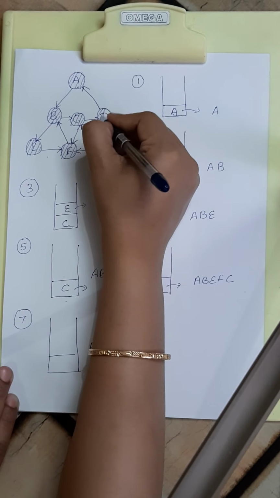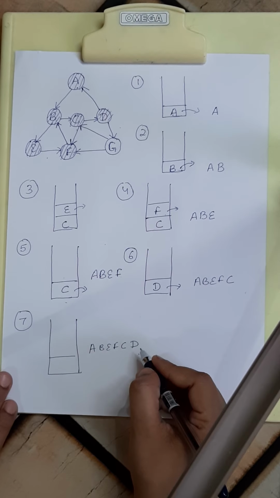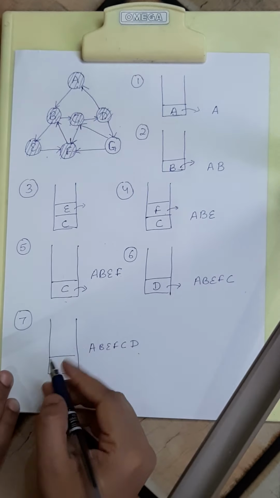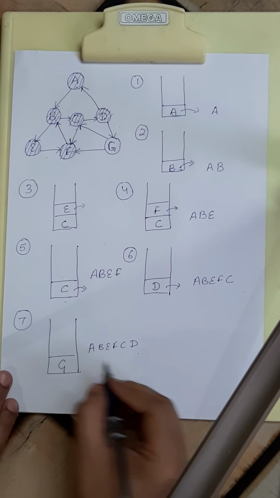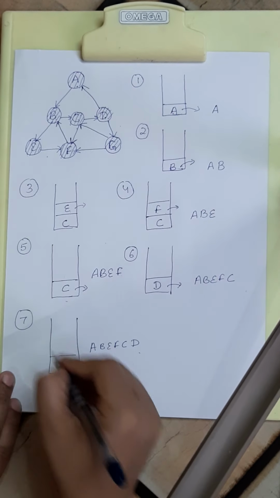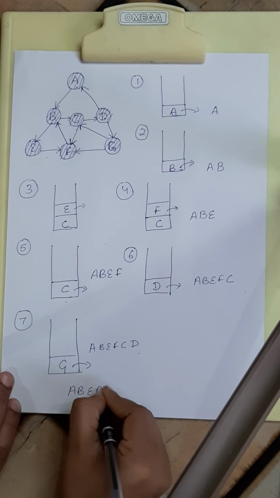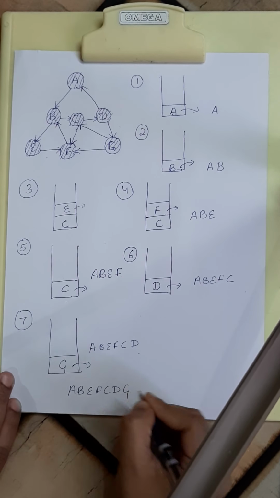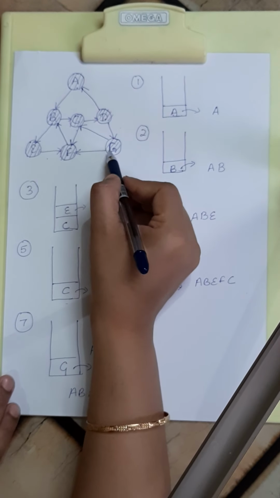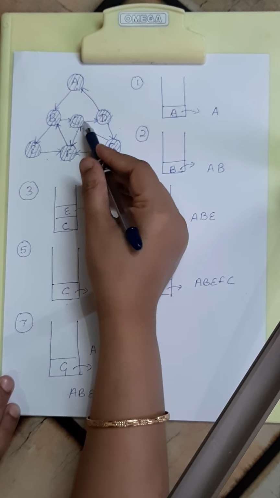So D is visited and printed. And we'll check for the neighbor of D. If we see, from D we can access G, so G will be inserted. Now in this case, we'll visit G, we'll pop it, we'll print it, and we'll check for the neighbors of G. When you check for the neighbors of G, we are having F, we are having C, but both are already visited and marked.